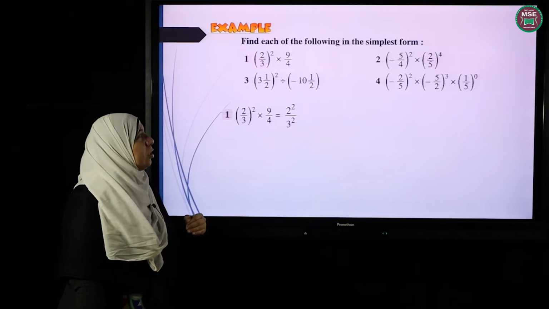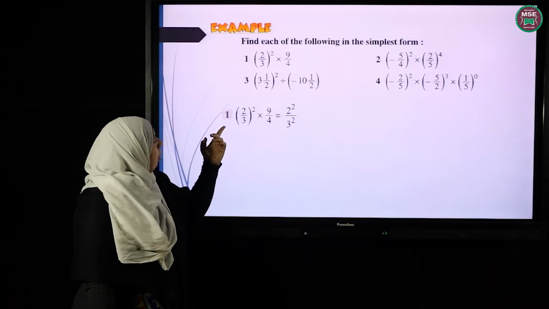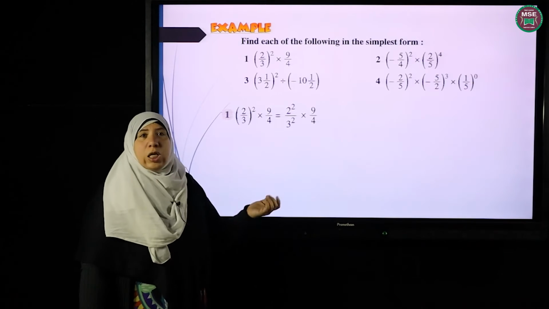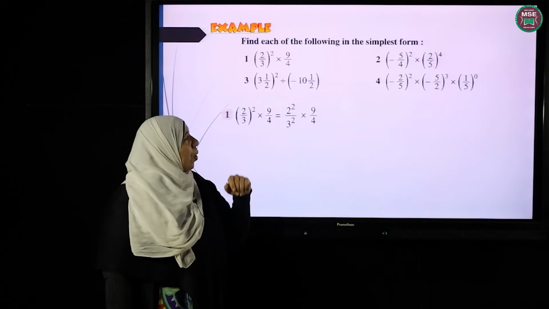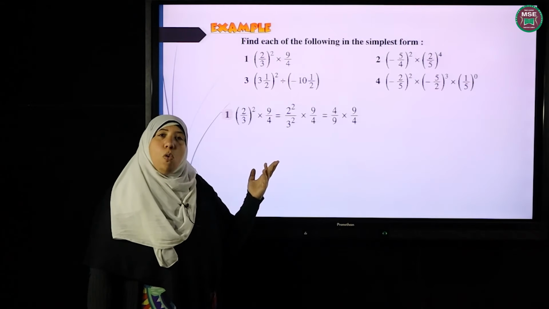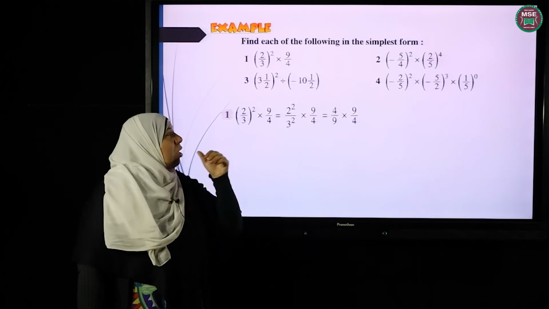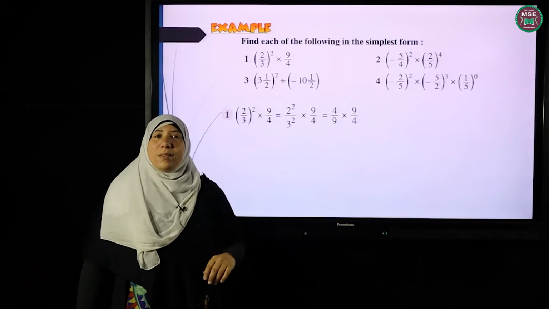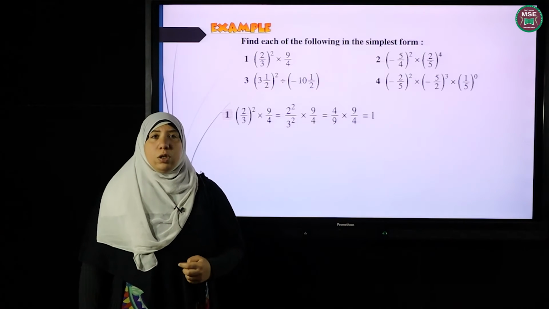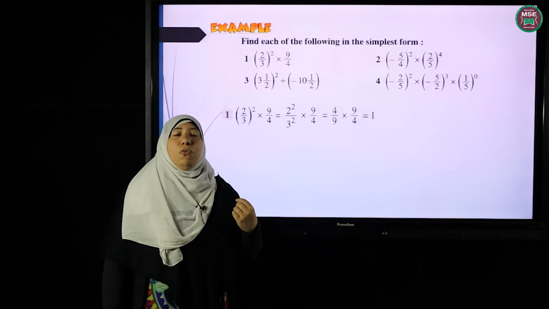So 2 over 3 raised to power 2, I have nothing to do here unless distributing the power, times 9 over 4, there is nothing to do. Now 2 power 2 over 3 power 2, I can find its answer, which is 4 over 9. 2 power 2 equals 4, 3 power 2 equals 9, times 9 over 4 as it is. There is nothing to do. This is all equal to 1.